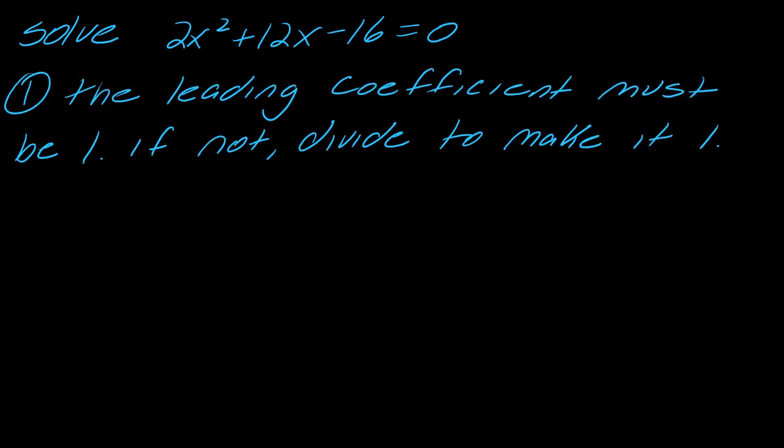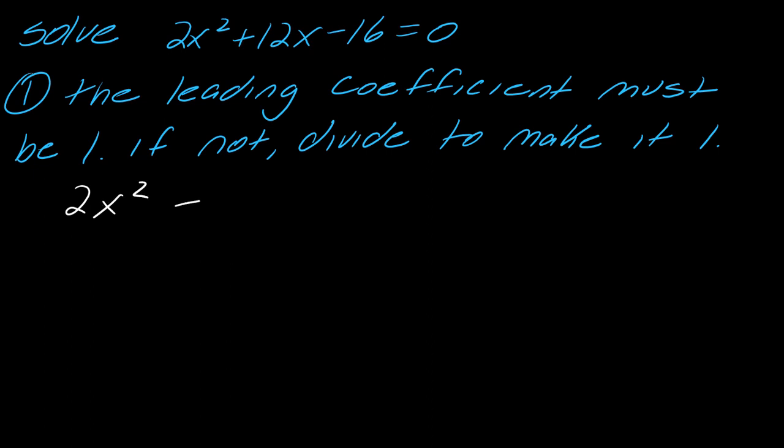So step 1. The leading coefficient must be 1, and if it's not, then you should divide to make it 1. And just as a reminder, you are expected to pause the videos if you're taking notes on this. So feel free to pause as needed. Okay, so I've got 2x squared plus 12x minus 16. So the leading coefficient means that this just needs to be x squared, not 2x squared. So I need to divide everything by 2.